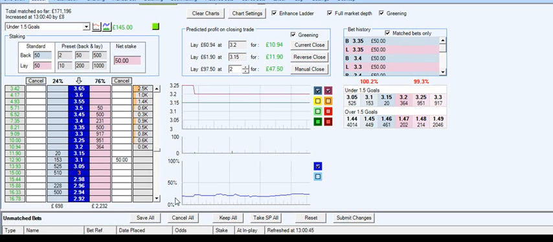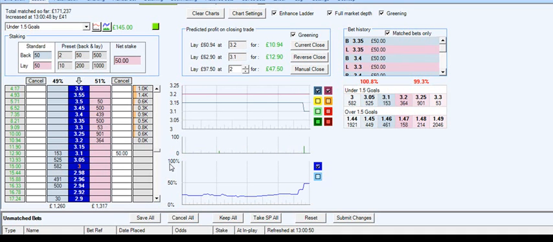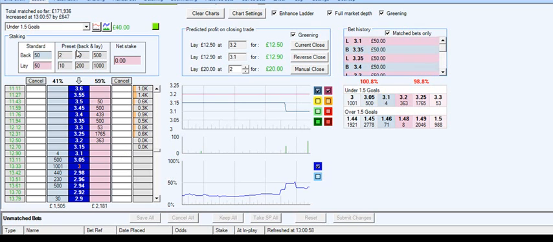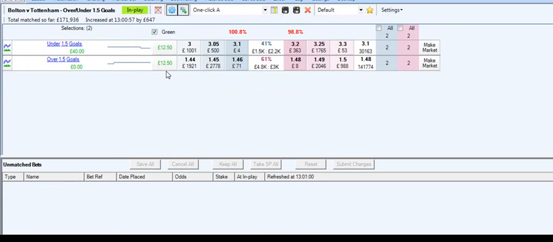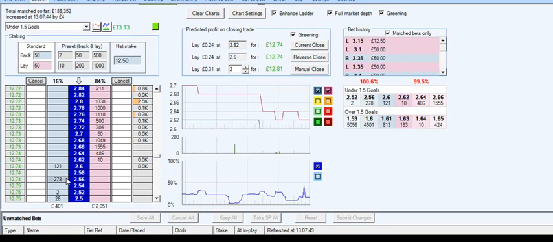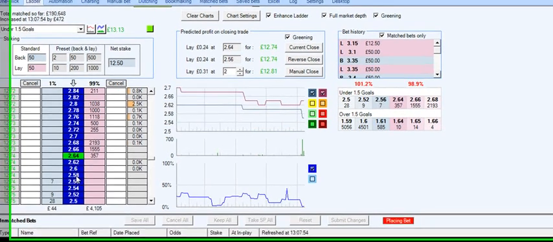Here we go. There we go, and it's just gone instantly. So now we've got a £40 profit on under 1.5. I'm going to hedge this now. I'm going to come out. We're 13 minutes into the game now, and there's no point leaving all of your profit on under 1.5. You get a couple of goals, you've lost it. So I'm going to quickly nip in and out there.